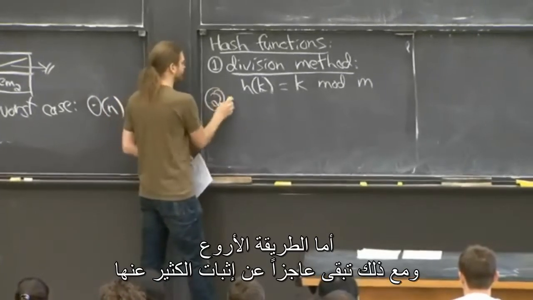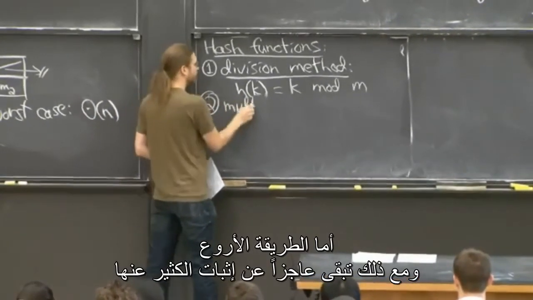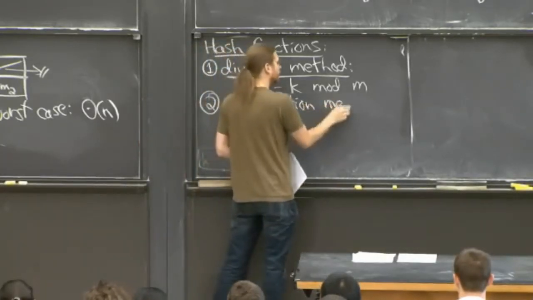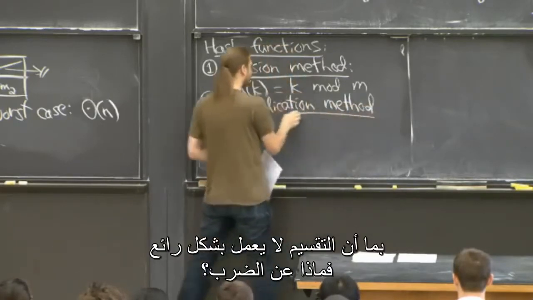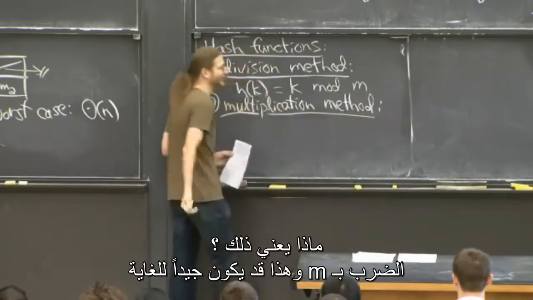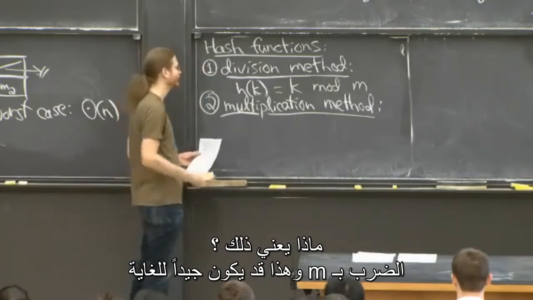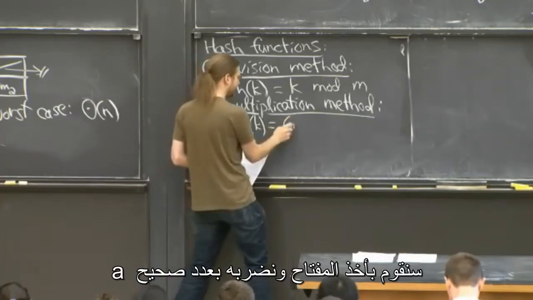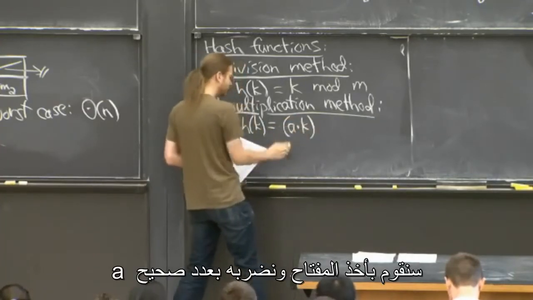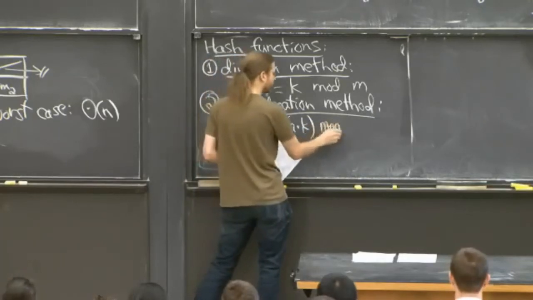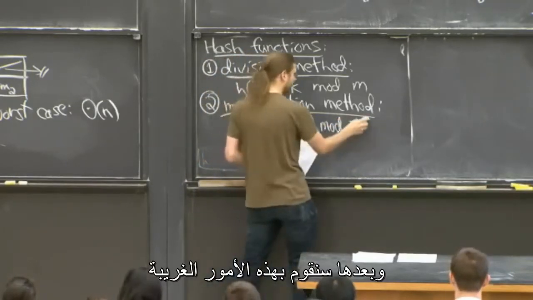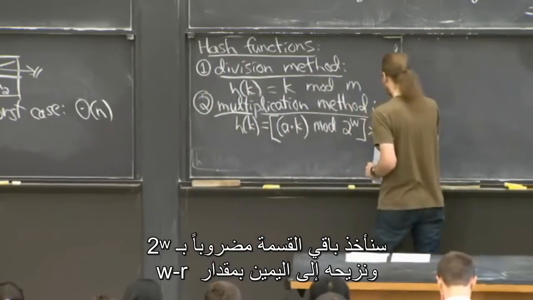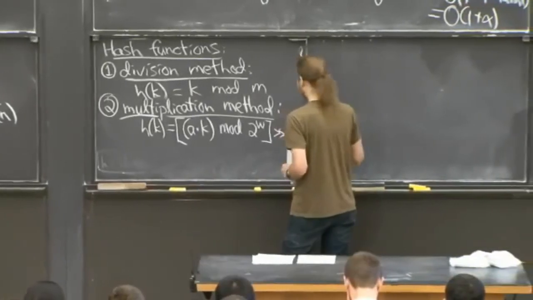A cooler method, I think it's cooler. Still, you can't prove much about it. Division didn't seem to work so great, so how about multiplication? What does that mean? Multiply by m. That wouldn't be very good. No, it's a bit different. We're going to take the key, multiply it by an integer a, and then we're going to do this crazy stuff. Take it mod 2 to the w, and then shift it right w minus r.